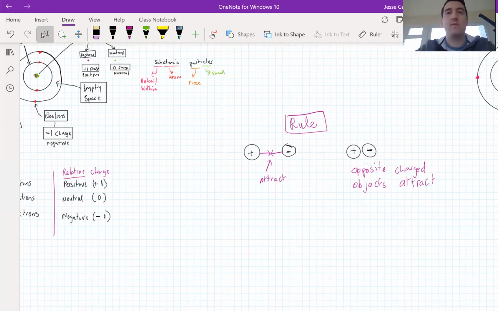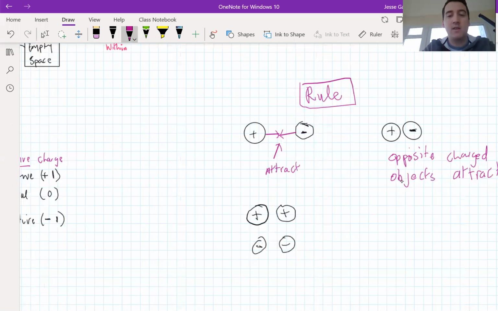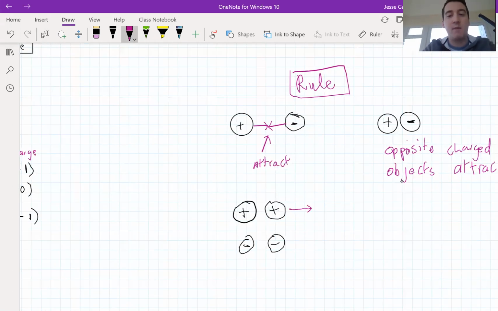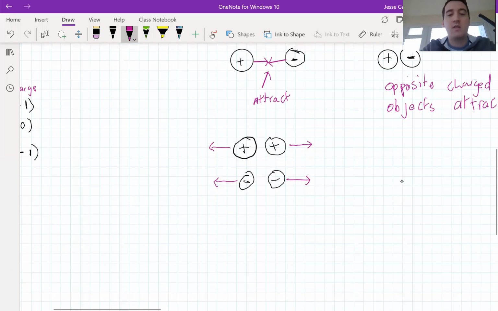A second rule is that if we put two charges together that are the same, so say we put two particles together and they're both positive, or we put two particles together that are both negative, what we observe happening in these cases is actually the opposite. They push away from each other. So they don't want to stick together. They push away from each other. And we call this type of reaction, we say that they repel.